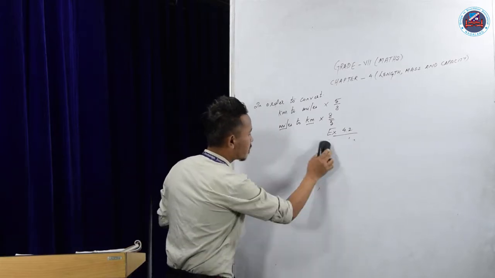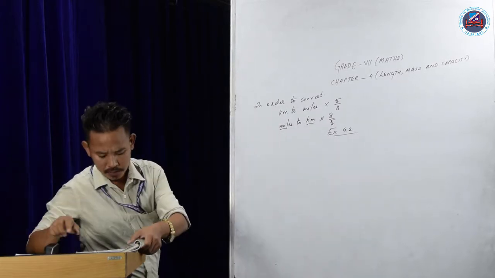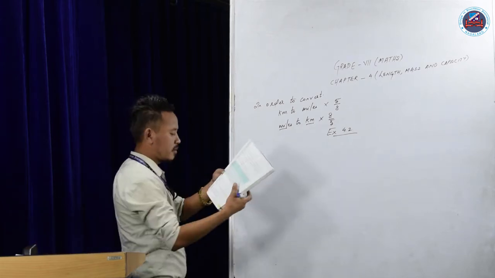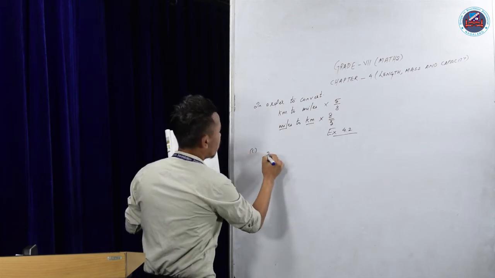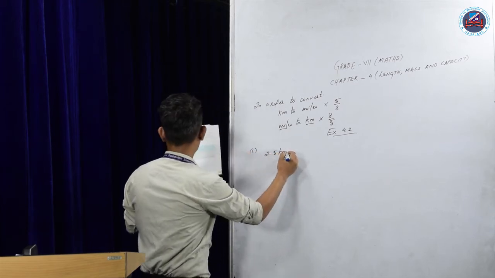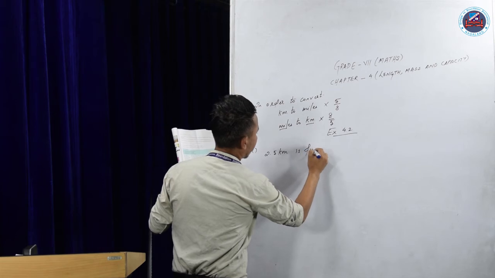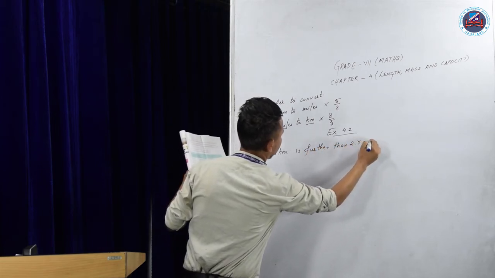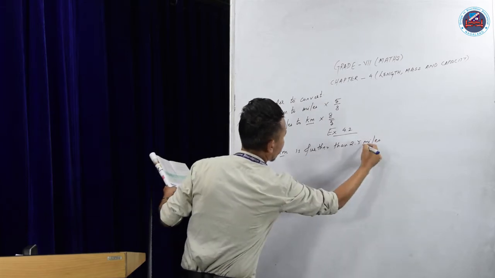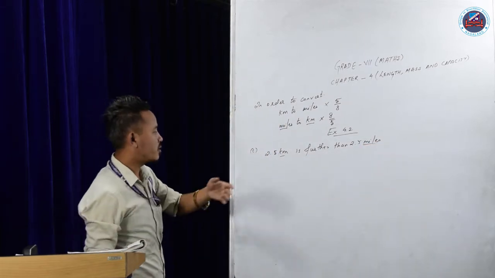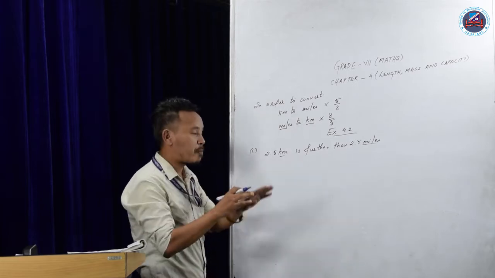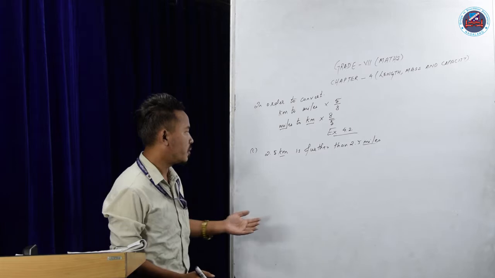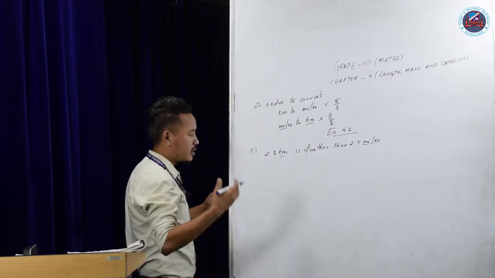I'll do one more sum from here. That would be number C: 2.5 kilometers is further than 2.5 miles. It depends on which you want to convert. Either you convert kilometers into miles and then do the comparison, or you convert miles into kilometers and do the comparison. It's totally up to you. Either way, it's correct.